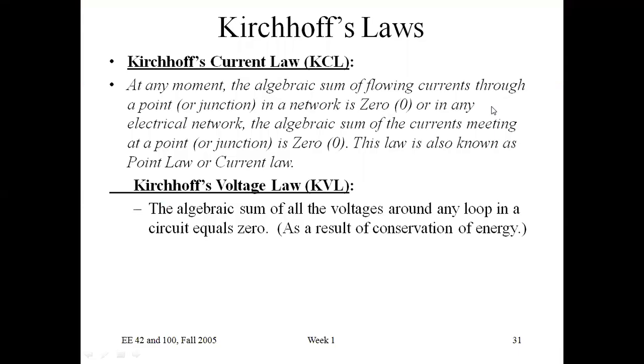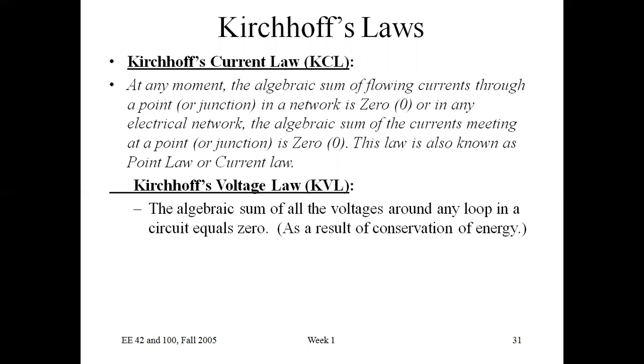Now Kirchhoff's laws are stated by Kirchhoff for analysis of the electrical network. So what is Kirchhoff's current law? It is denoted by KCL. At any moment, the algebraic sum of flowing currents through a point or junction in a network is zero. Or in any electrical network, the algebraic sum of the currents meeting at a point or a junction is zero. So this law is also known as point law or current law.